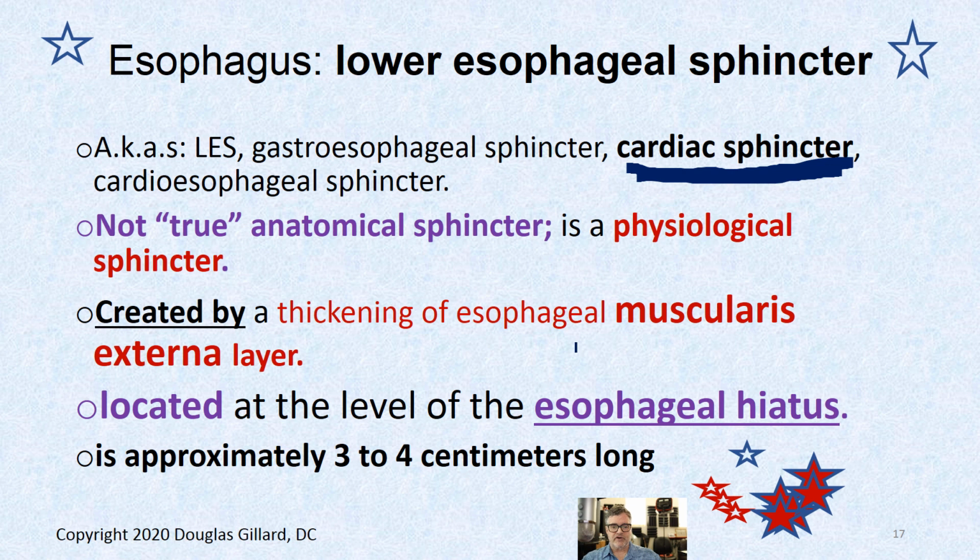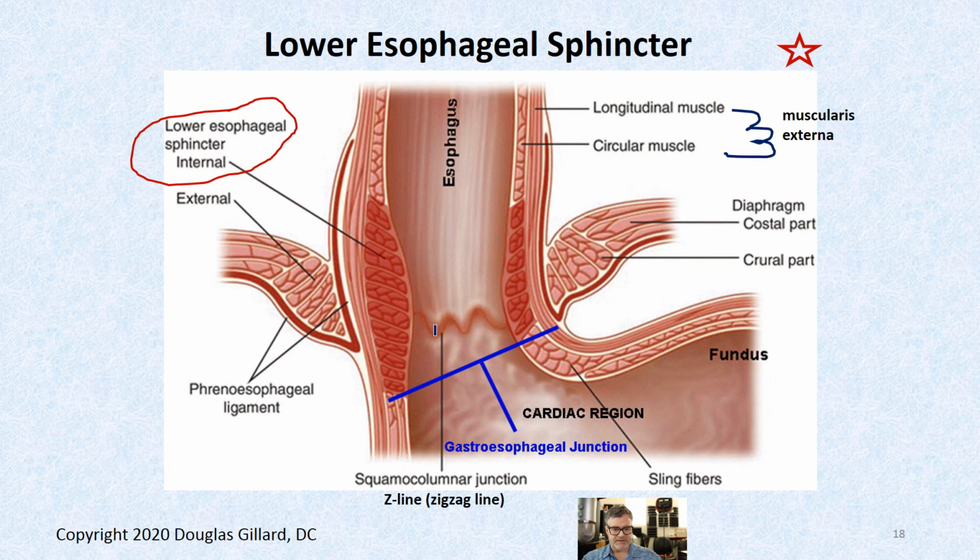It is actually created by a thickening of the muscularis externa layer. I'll show you a picture of that here in a second. And it's located at the level of the esophageal hiatus. There it is. Right, so here is the muscularis propria, aka muscularis externa layer, and you can see all of a sudden it gets really, really thick and strong. That's the lower esophageal sphincter, and you need that to pinch off this. This is the stomach down here, and you have acid down here. Acid could gurgle up through here and burn your esophagus if this isn't strong and pinched.